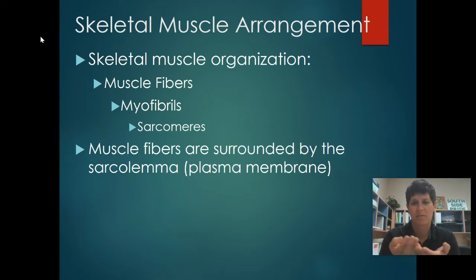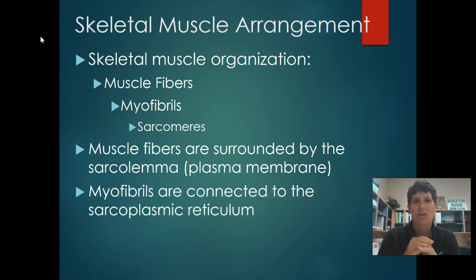Each individual muscle cell is called a muscle fiber. So muscle fiber, muscle cell, same difference, is covered by something called the sarcolemma. This is the specialized muscle plasma membrane that has some unique functions, which we'll talk about in a different video. We also have something called the sarcoplasmic reticulum, which is really important for storing and releasing calcium. And when we talk about how a muscle contraction actually pulls together, we'll talk about that calcium, that sarcoplasmic reticulum.